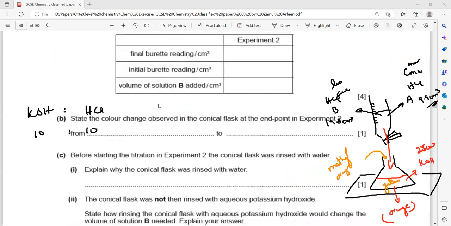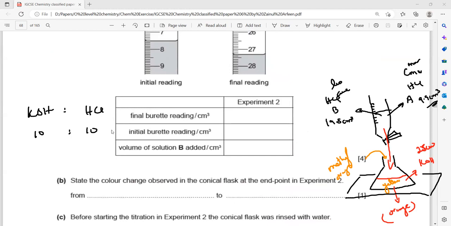The next part, we have to indicate the color change as we did in the beginning. We discussed that the initial color is always the one in the conical flask, and the final color is decided by what is added from the burette. So the initial color was yellow, as we mentioned in the beginning, because there was an alkali, and the final will turn into orange. So the color change is from yellow to orange. Sir, orange because it had neutralized. Yes, neutralized, and practically what happened, some of the acid is there.